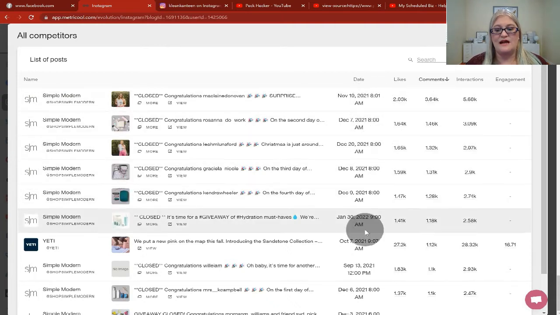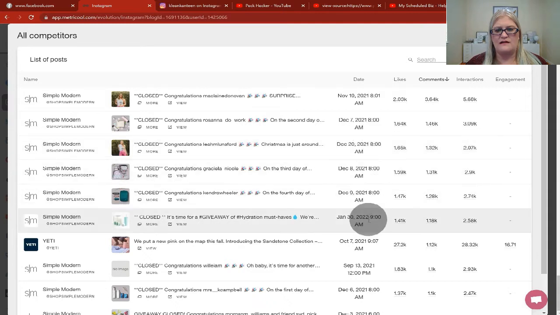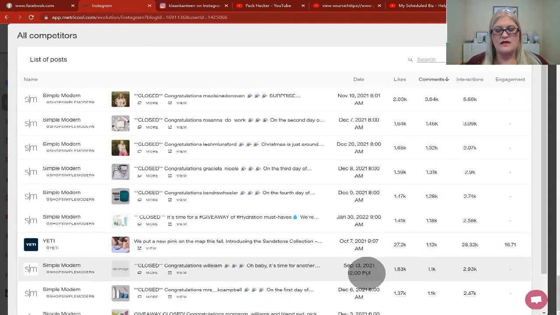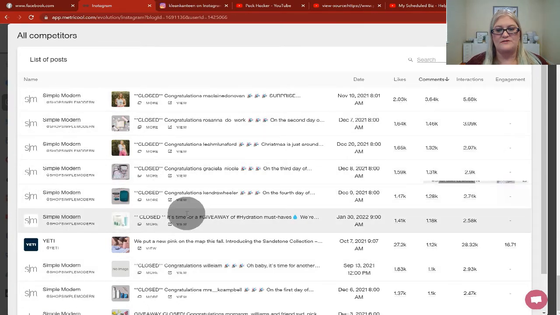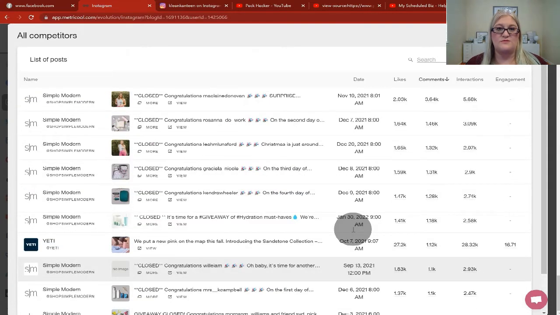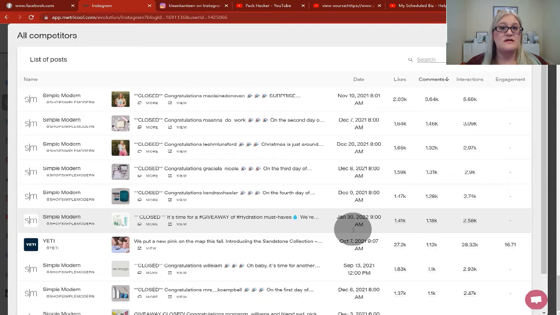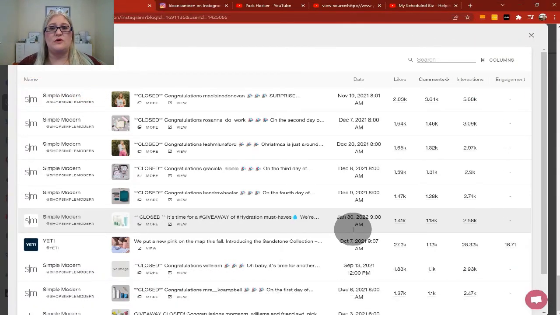As I'm looking at this, I'm noticing 8 o'clock, 8 o'clock, 8 o'clock, 8 o'clock, 9 o'clock, 9 o'clock, 8 o'clock. Now, at the same time, you have to pay attention, these are all Simple Modern. So that's clearly just when Simple Modern posts. So that may not be an indicator of that. But if you see this across brands, it could be an indicator of a good time to post in your industry. You can also check for trends in post frequency.